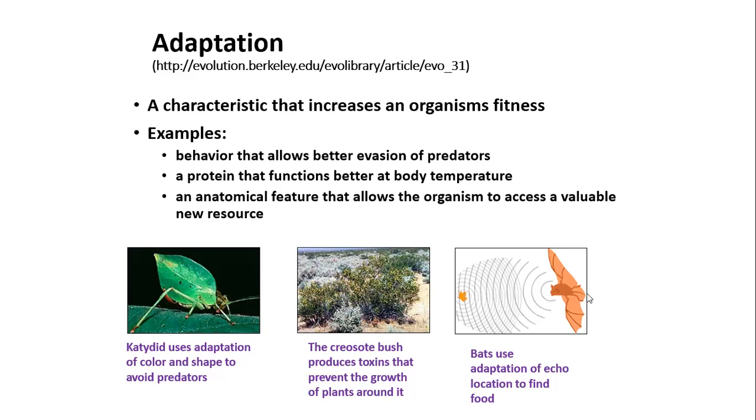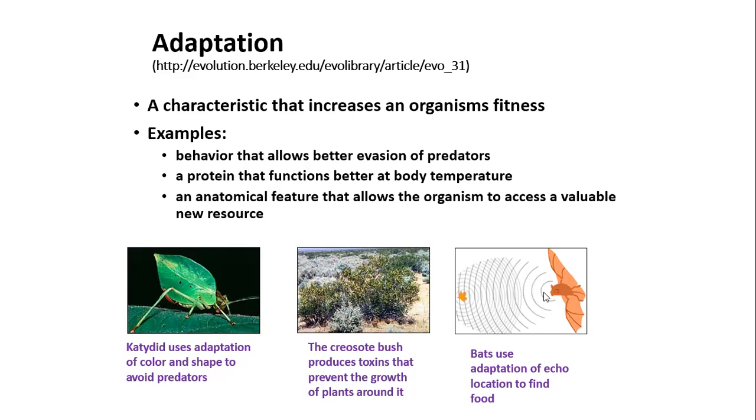Anatomical feature, like with the bat and using echolocation, that's a great adaptation these animals have that allows them to be able to find prey without being able to see. They use echolocation. All right. Those are all adaptations that have developed over time.